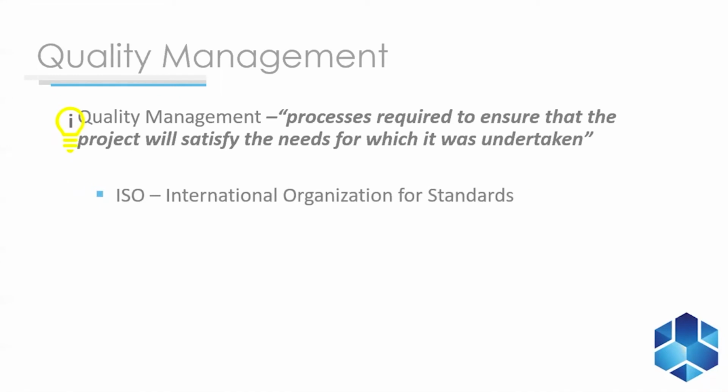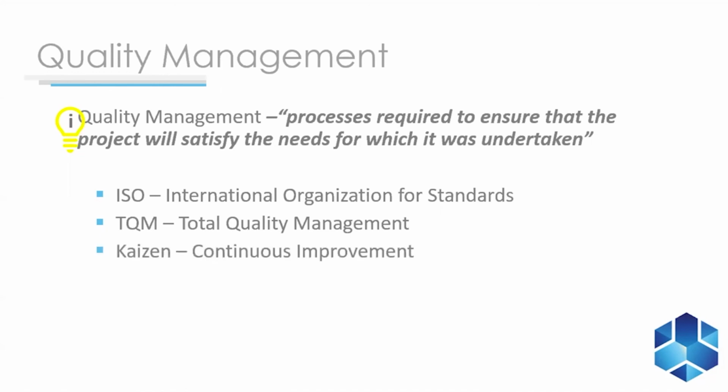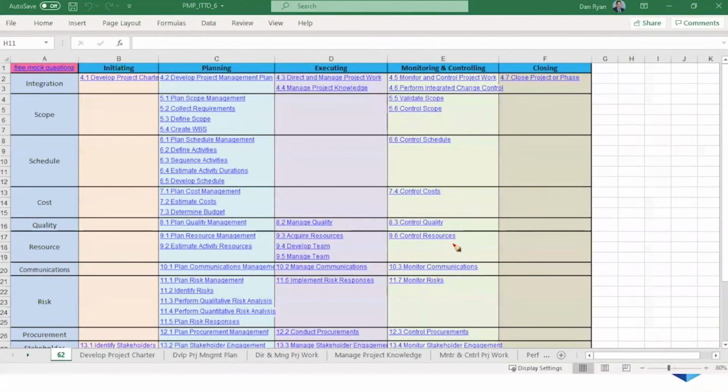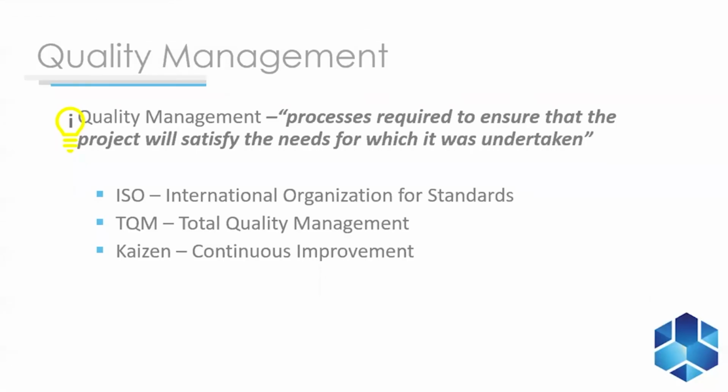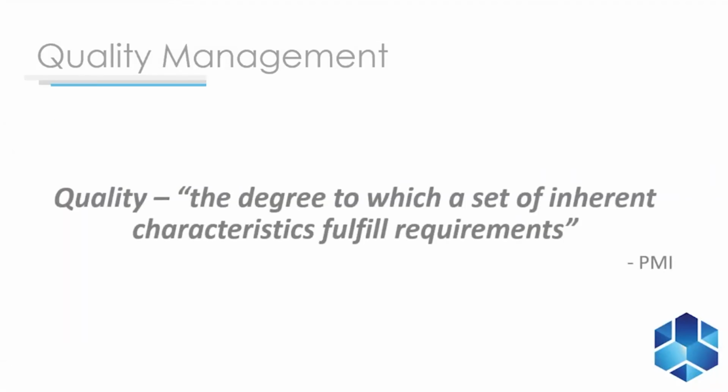Have you heard of ISO 9001, right? We know there are International Organization for Standards, total quality management, right? This is the concept that everybody in the organization has a role to play in quality, from the CEO all the way down to the janitor, okay? Kaizen is the idea of continuous improvement. We are continually finding the defects, recording them and controlling quality, and then sending them back to quality assurance so that we can have that continuous improvement. All right, quality is the degree to which the inherent characteristics fulfill requirements.